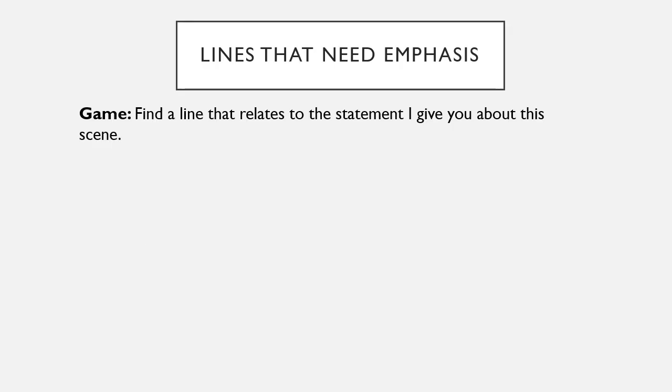Okay, so we're going to explore the text a little bit now using a game that we're going to focus on emphasis, which is one of our keywords for today. We're going to use emphasis to explore the text. All right, now the game goes like this. You are going to find the line in the script that relates to the statement that I give you about the scene. There are going to be 5 statements I'm about to give you, which are technically the new English version of what has been written in the script. All will become clear when we start, okay?